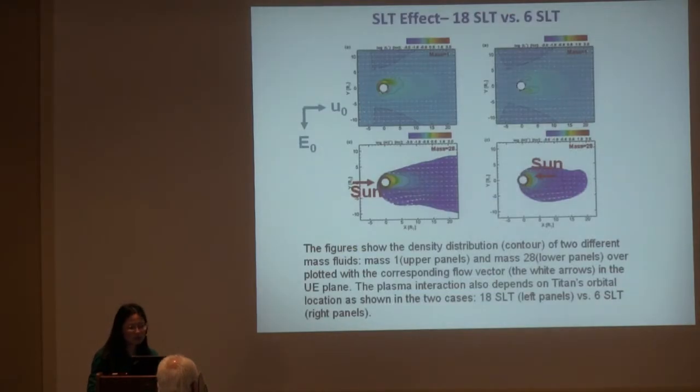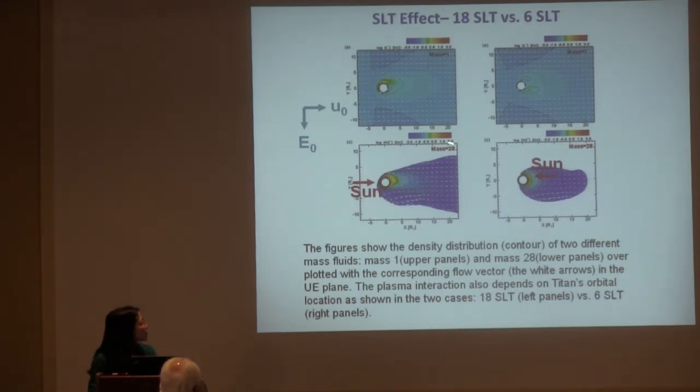And we also use the model to study how different Titan local time will affect this interaction. So this is the case where the sun is coming in the same direction as the daytime ionosphere, and this is the opposite case where Titan is located at the morning sector. You can see this multi-fluid model could produce very different patterns for the heavy ion flow.